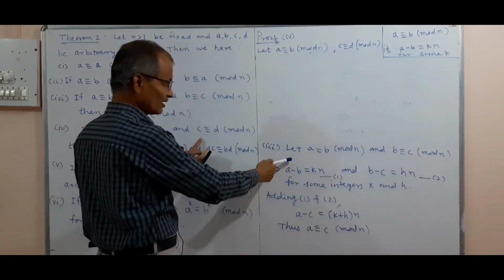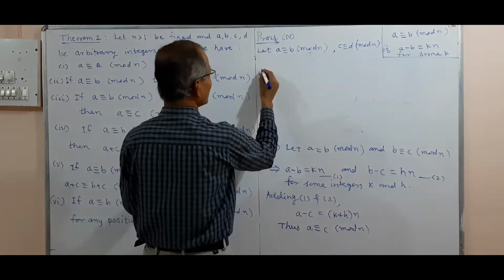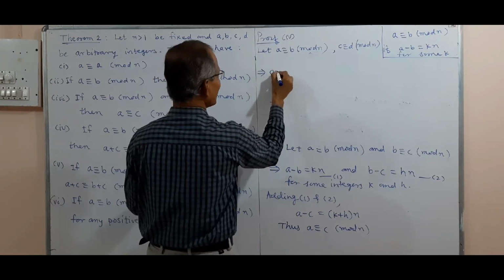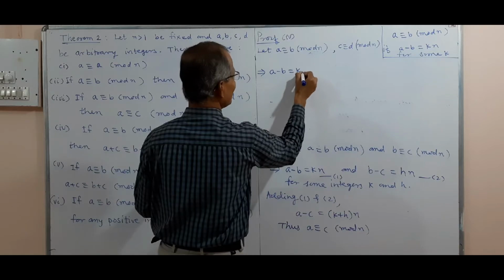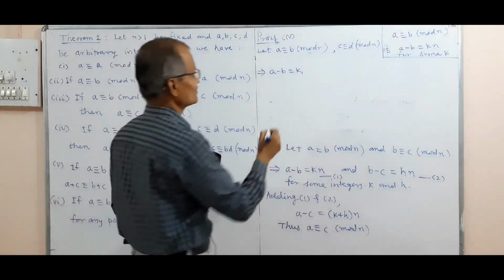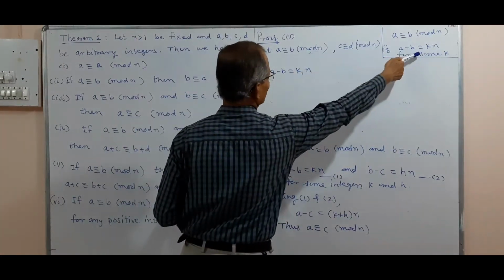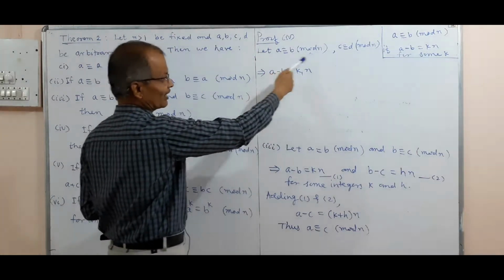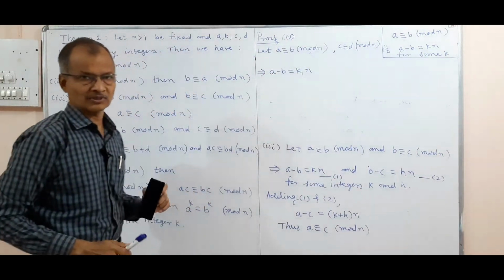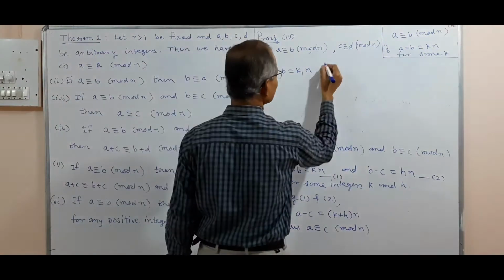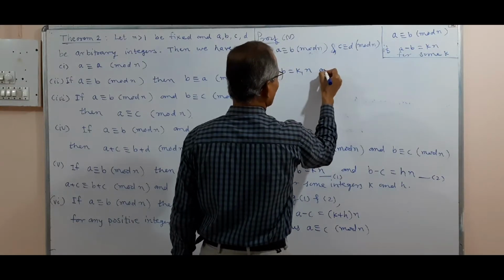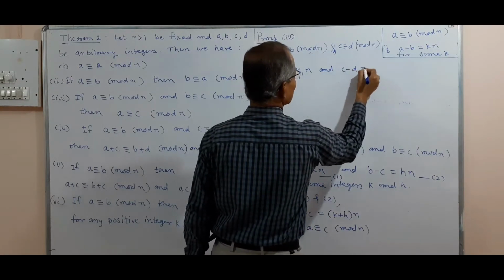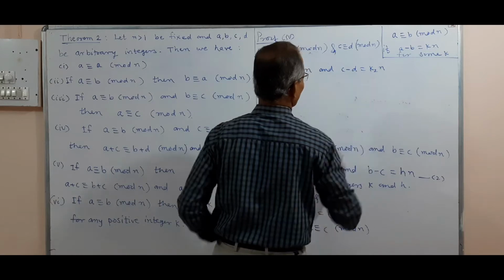So similar to this, we will have A minus B is equal to, now here we will use another letter, k1 times m by this definition. Instead of k, we are using k1 here, we will use k2 for the second congruence. And C minus D is equal to k2 into n.